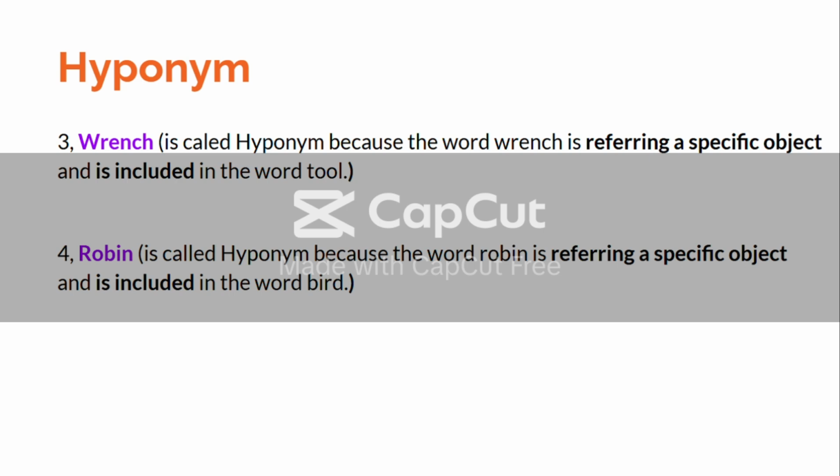Let's look at the fourth one, the word ruby. The word ruby is called hyponym because the word ruby is referring to a specific object rather than the word bird, right? And the word ruby, the meaning of the word ruby is included in the meaning of the word bird. So the word ruby is a hyponym.